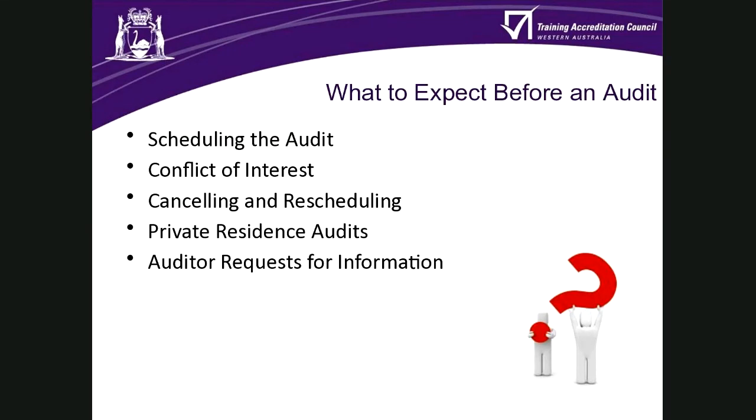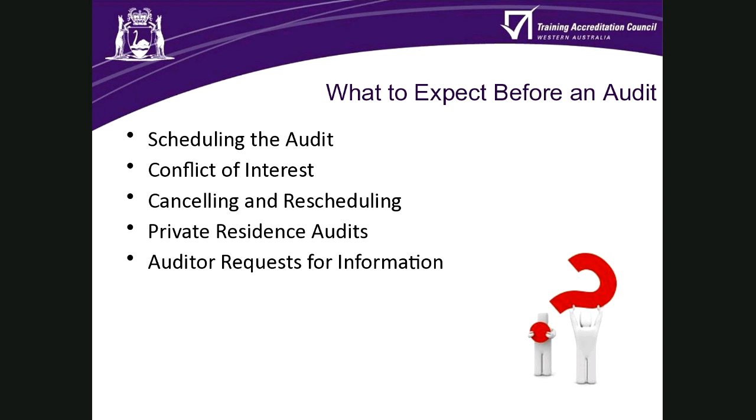Once the audit's been scheduled, once the scope of registration's been determined, the auditor will ask for some information from you. For something like a change of scope audit, or amendment to scope audit, there's a pretty standard list of evidence that you need to provide, which actually is in the information on the TAC website.